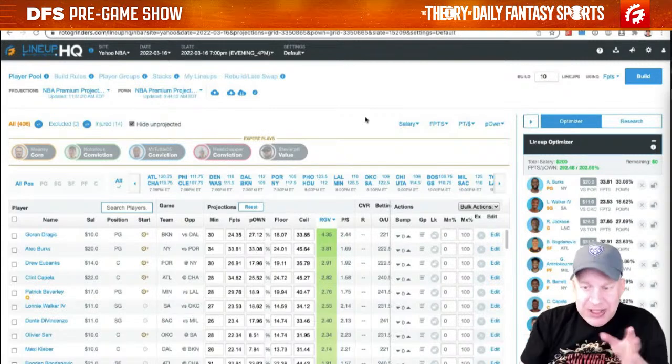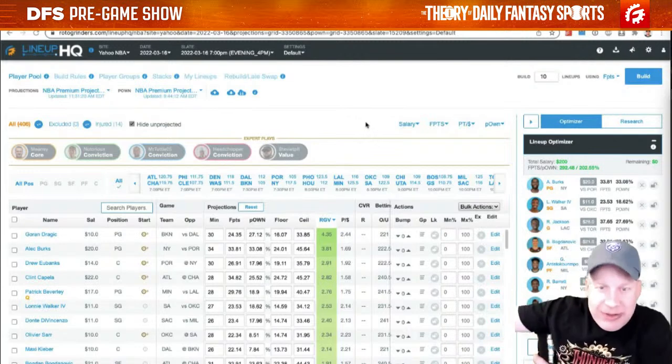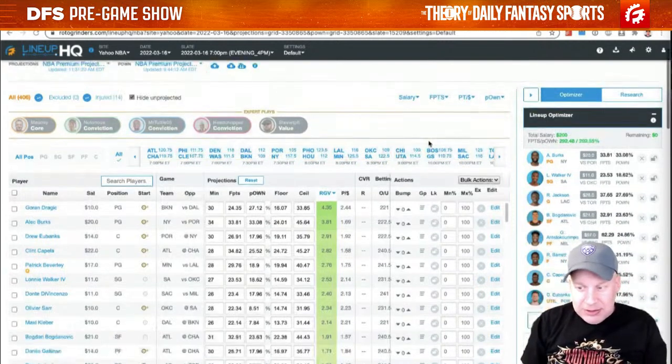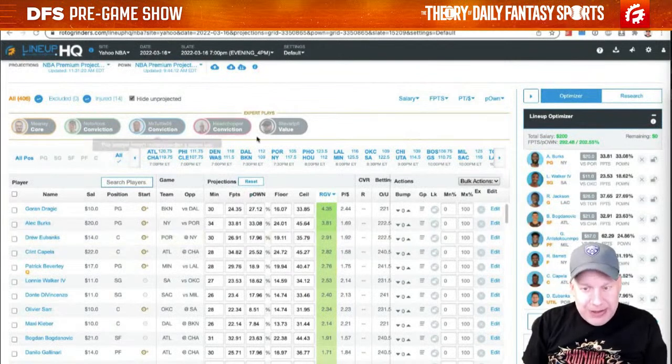Obviously, there are late swaps as the projections change in NBA. Well, some guy's out at 8:30, and then this guy comes in, and then you have to rerun it again. But for double ups, for head to heads, for those types of things, you just care about having the highest median lineup you can. That's it. You don't have to come in first.